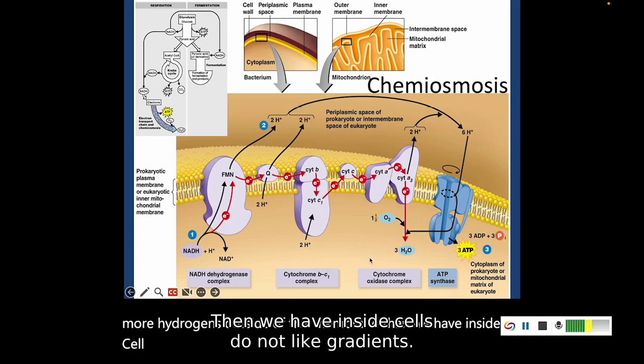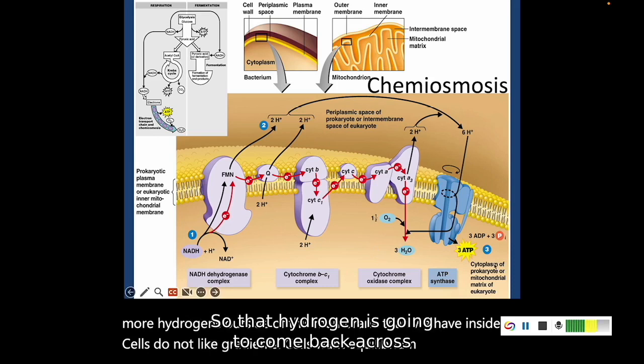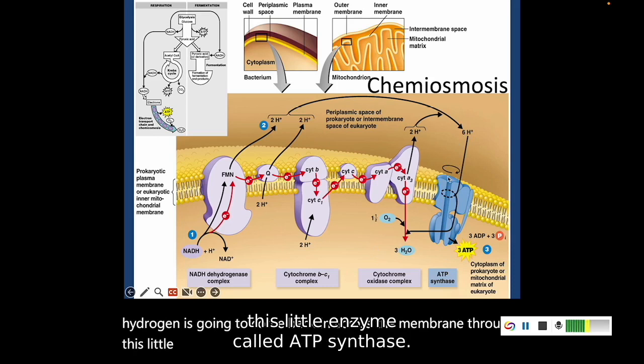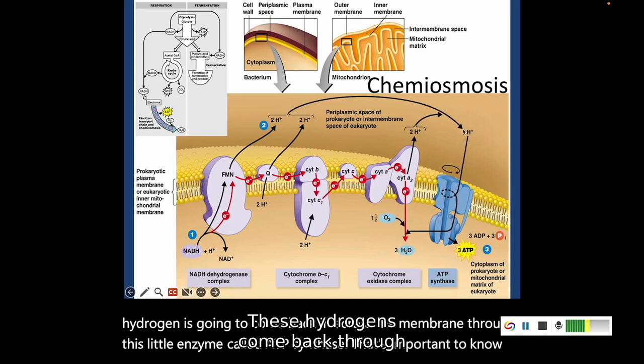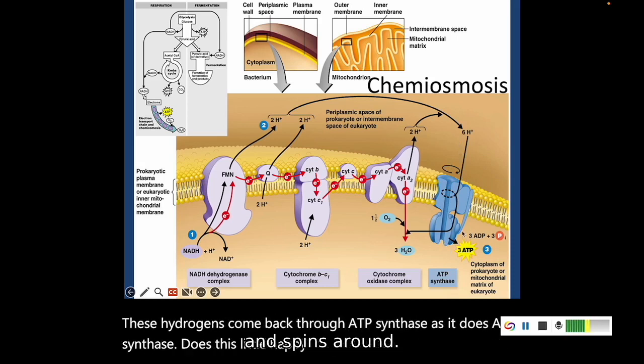Cells do not like gradients. Cells want equilibrium. So that hydrogen is going to come back in across the membrane through this little enzyme called ATP synthase. That's important to know. These hydrogens come back through ATP synthase. As it does, ATP synthase does this little happy dance and spins around.